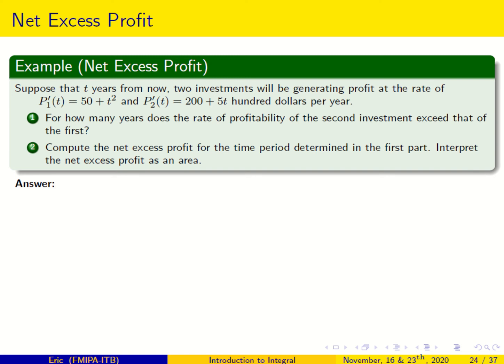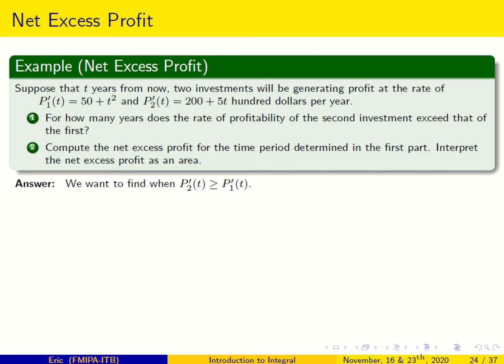So $100 per year. For how many years does the rate of profitability of the second investment exceed that of the first? So what we want to find is, at what time t does P2 prime exceed P1 prime? And the second question is, compute the net excess profit for the time period determined in the first part. Interpret the net excess profit as an area.